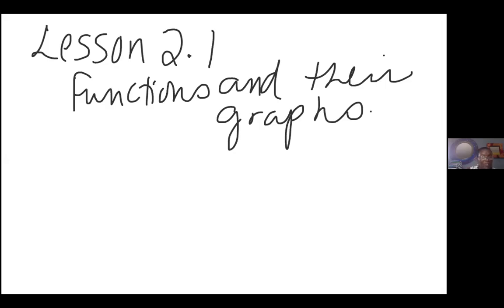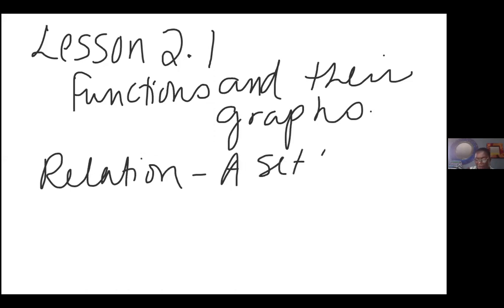All right, guys, so we're looking at lesson 2.1, and this has to do with functions and their graphs. The first thing we're starting off with are some definitions. The first definition is the definition of a relation. A relation, guys, is a set of ordered pairs.